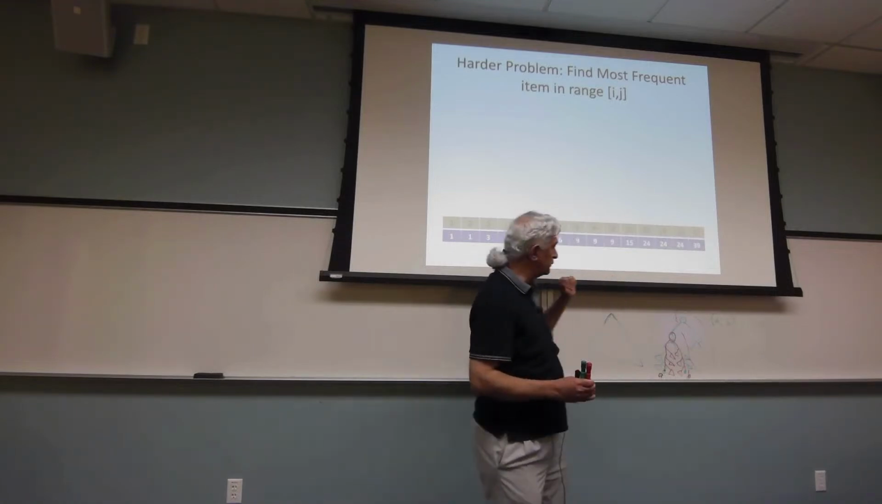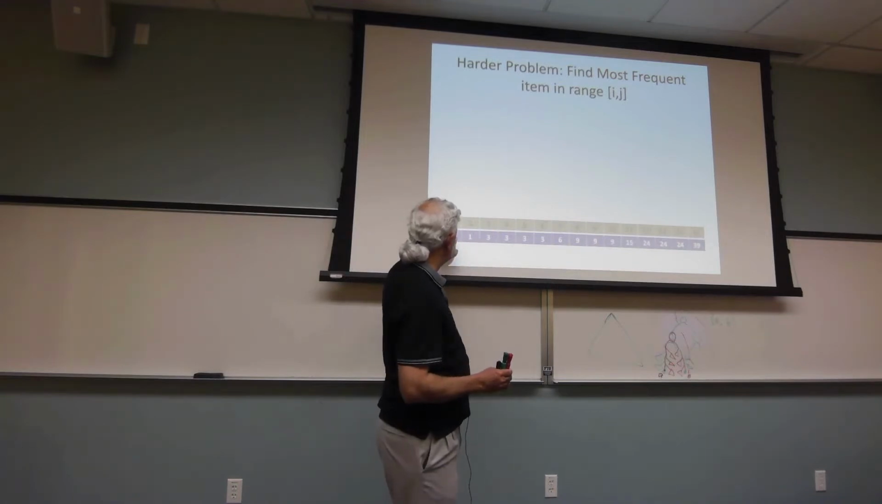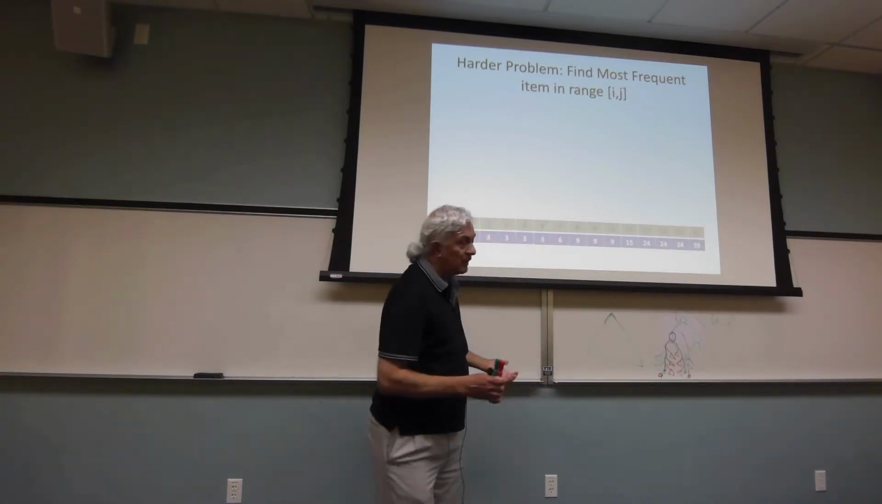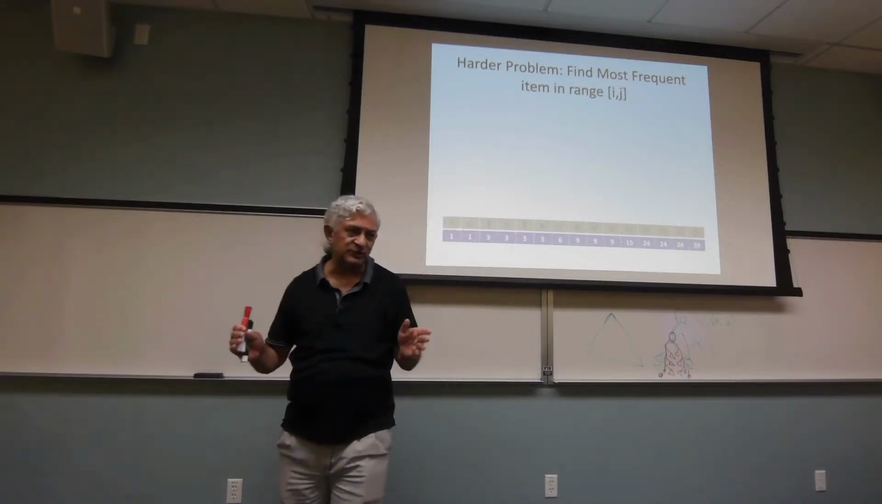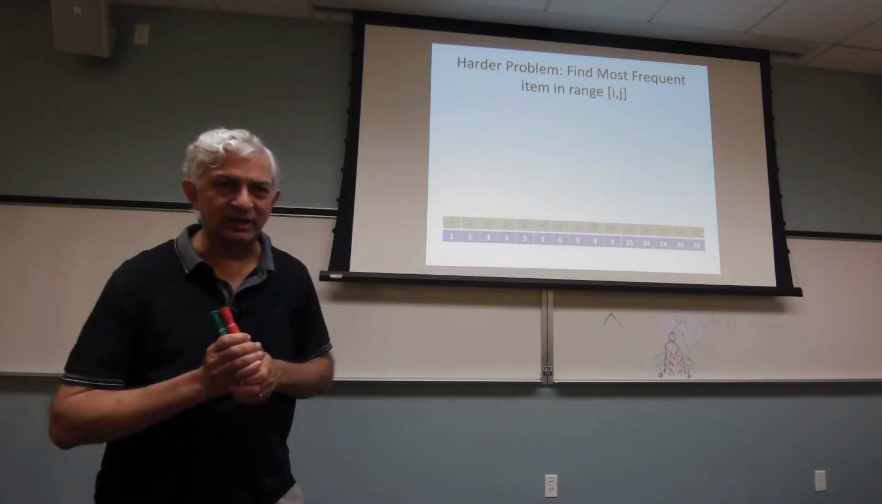Fine. So this is my array, and these are my locations. So this is location 1, 2, 3, all the way up to 15. And now I am going to give you a range of positions, not range of values. And I'm going to ask you what is the most frequent item here.